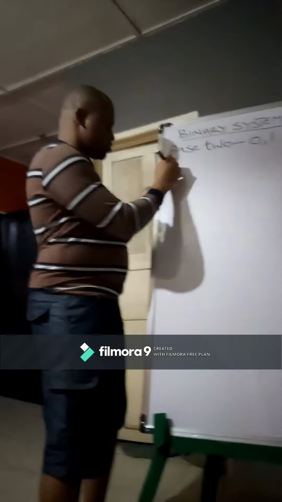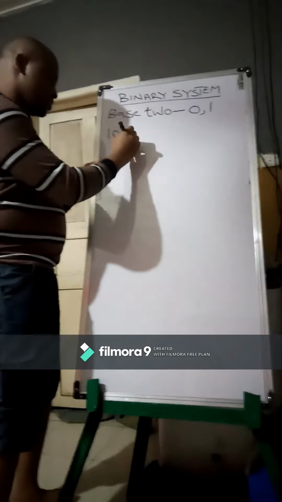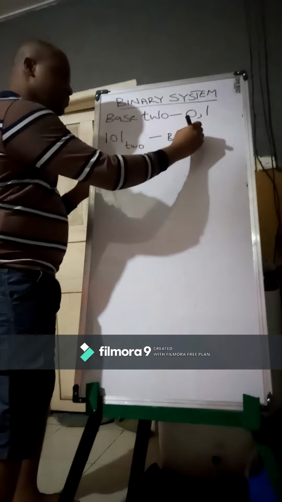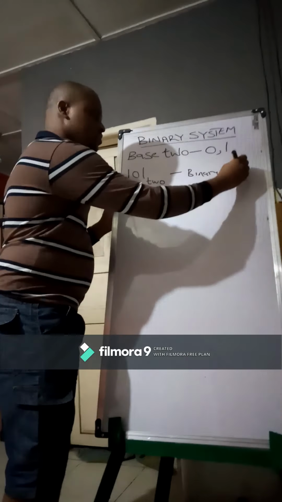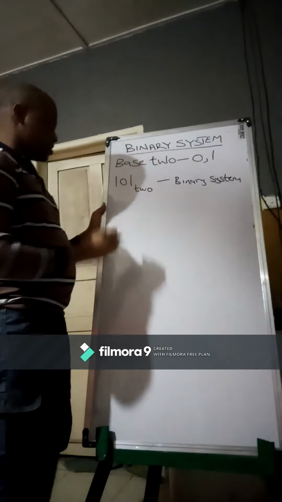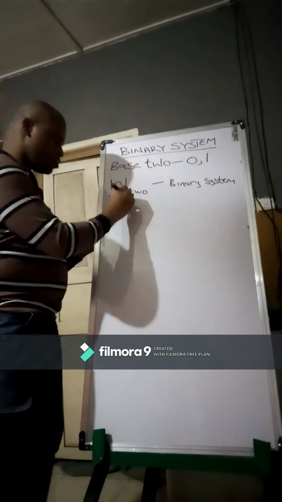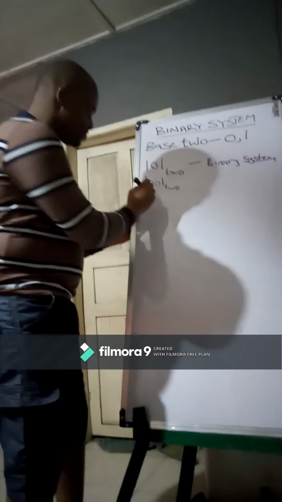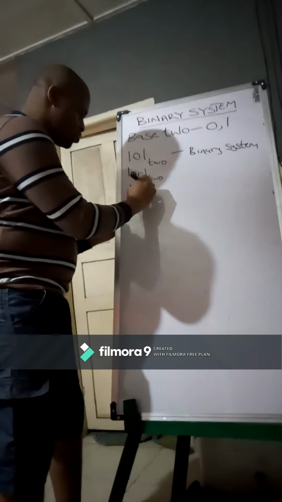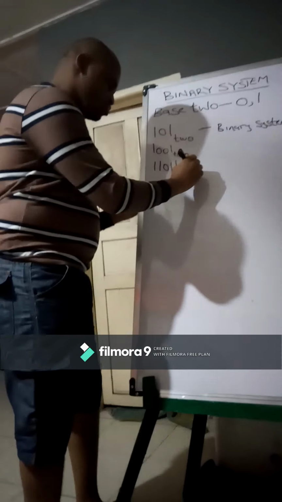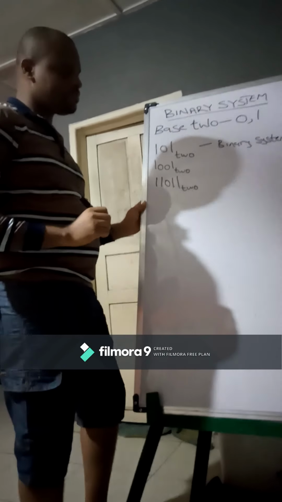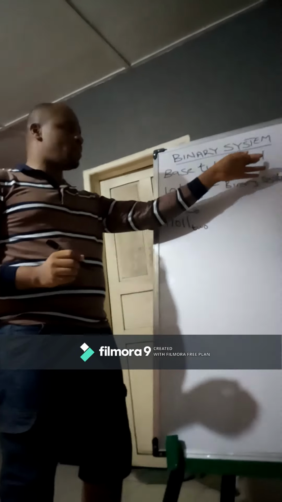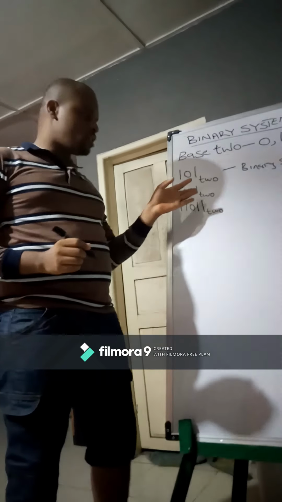An example, 101 base 2 is a binary system. 1001 base 2 is a binary system. 11011 base 2 is a binary system. Now these are all binary systems. Recall that in your binary system, you can only see 0 and 1 because it's a number base 2.